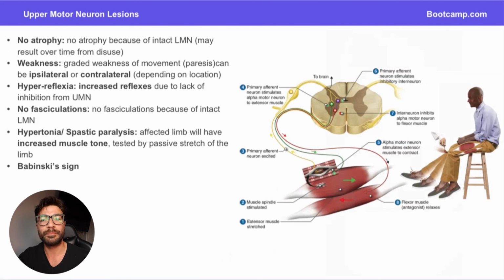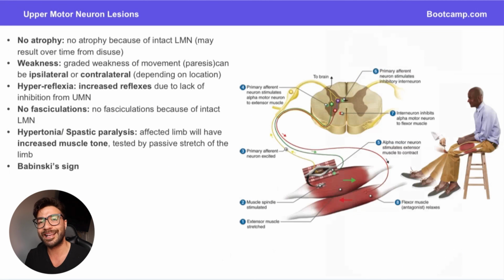And again, we already mentioned this, but we're going to see hyperreflexia. We're not going to have that upper motor neuron input modulating that lower motor neuron. So this is going to cause a hyperreflex when that lower motor neuron is activated by that afferent sensory neuron.